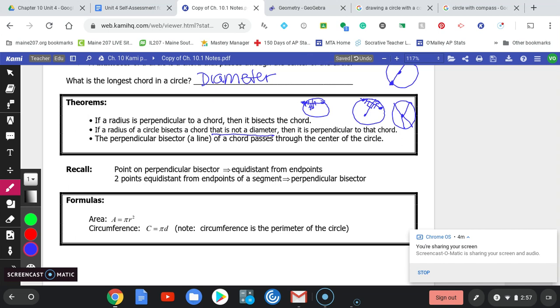The third related theorem is that the perpendicular bisector of a chord passes through the center of the circle, because these other two theorems were talking about radii, and we know that radii have their endpoint on the center. And so the perpendicular bisector of a chord, which is what all of these radii were in these other two theorems, has to go through the center of the circle.